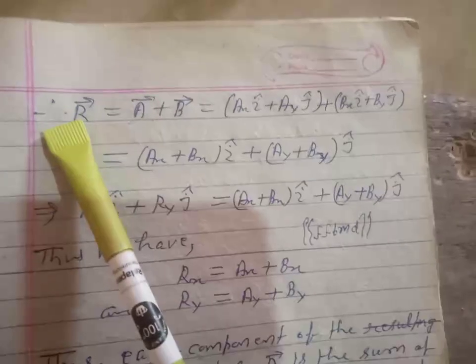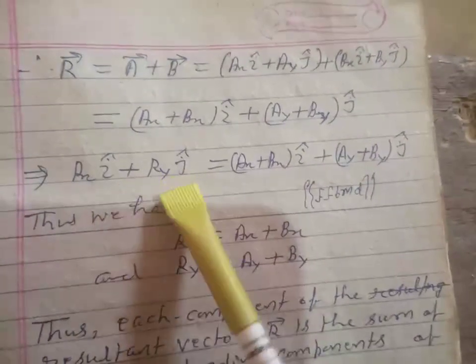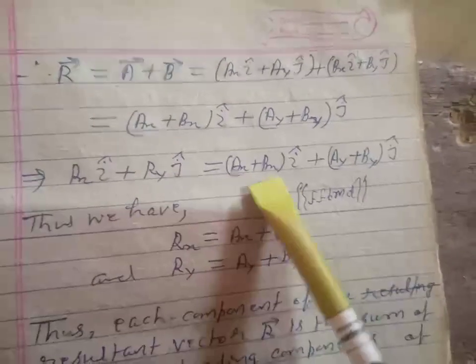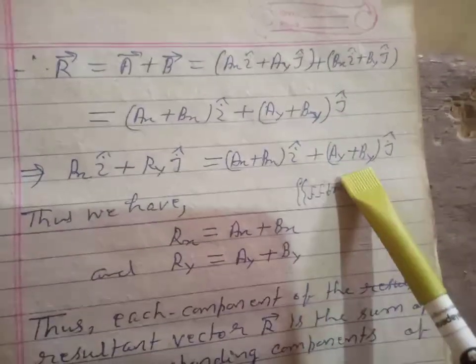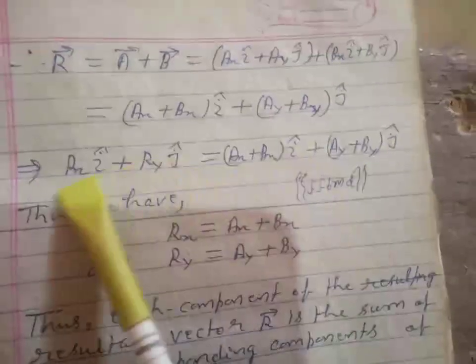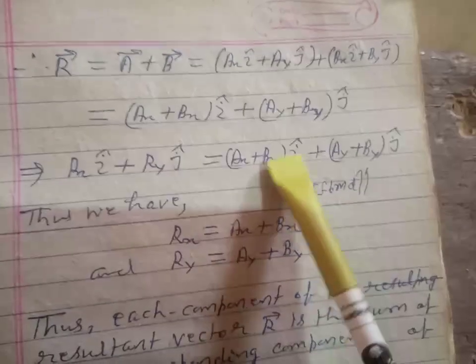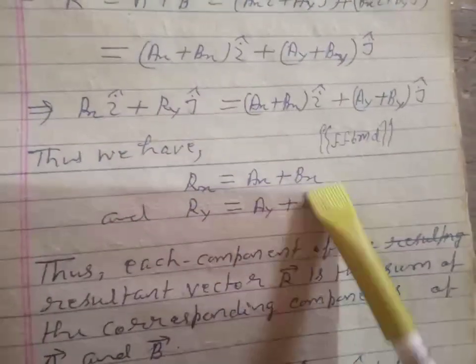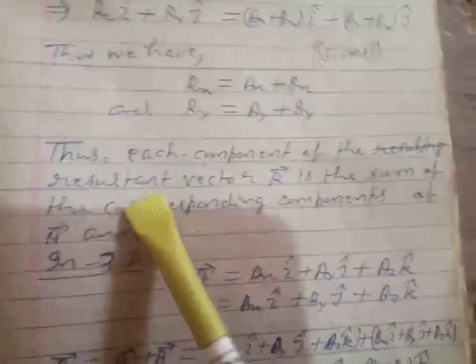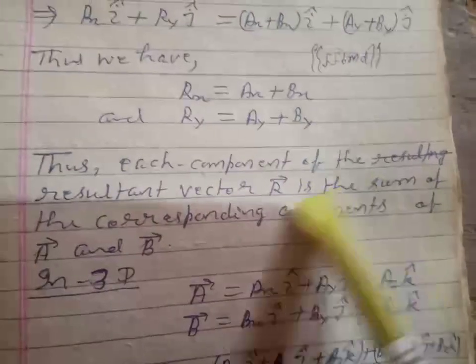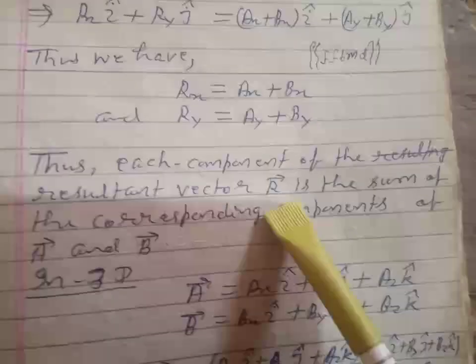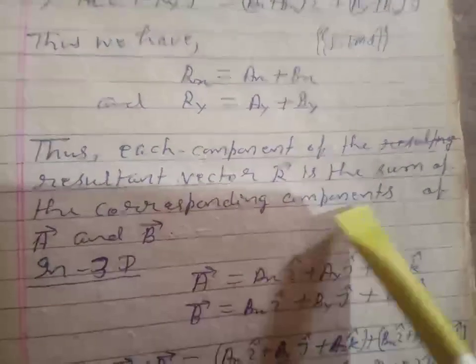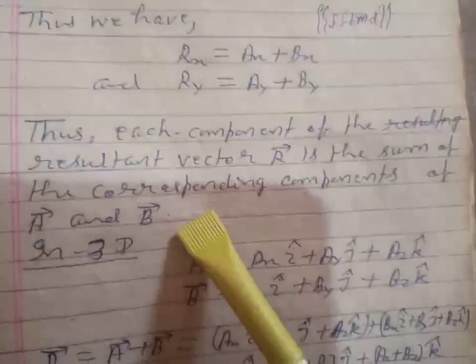Now R vector can also be written in component form. This implies rx i cap plus ry j cap equals (ax plus bx) i cap plus (ay plus by) j cap. Equating the coefficients of i and j, we get Rx equals ax plus bx and Ry equals ay plus by. Thus each component of the resultant vector R is the sum of the corresponding components of A vector and B vector.